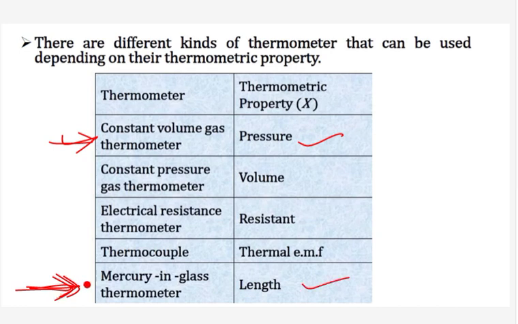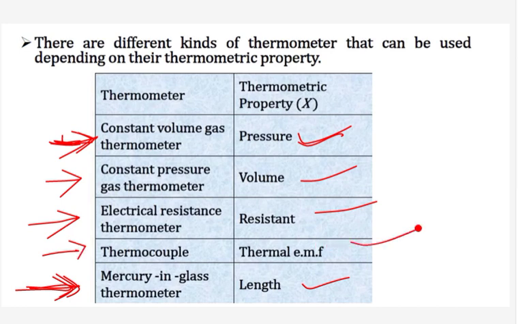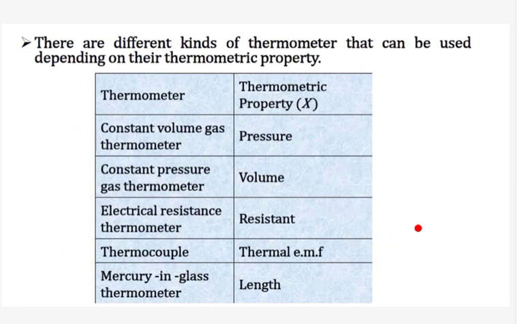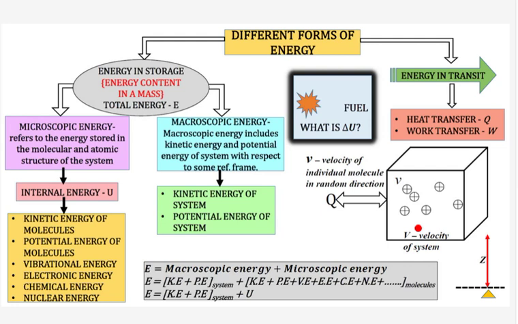Here we have different thermometers. Constant volume gas thermometer, here the pressure is the thermometric property. Constant pressure gas thermometer, here the volume is. Electrical resistance thermometer, here the resistance is our thermometric property. And in case of thermocouple, thermal EMF is the thermometric property. Now here ends our zeroth law.